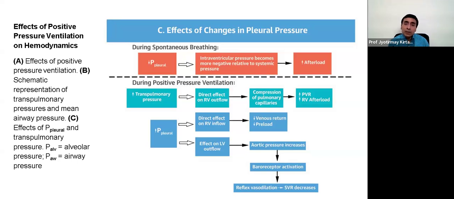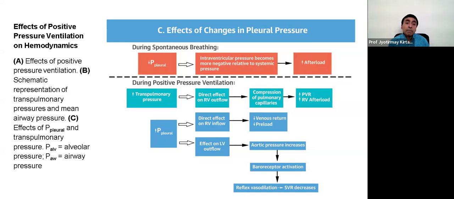So what happens in net? There will be increased pulmonary vascular resistance and increased right ventricular afterload. On the other hand, since the pleural pressure increases, there will be decreased inflow, so the preload also gets decreased. So how does this work? The preload has decreased, the afterload has increased. So what will happen? The right ventricular output would reduce, so you'll have a reduction in the cardiac output.